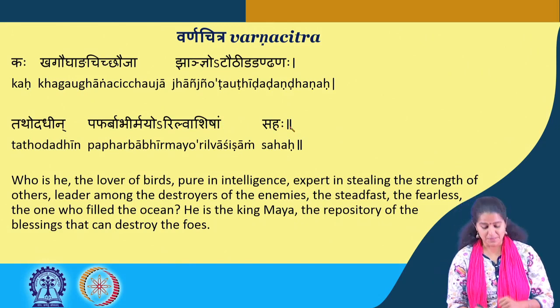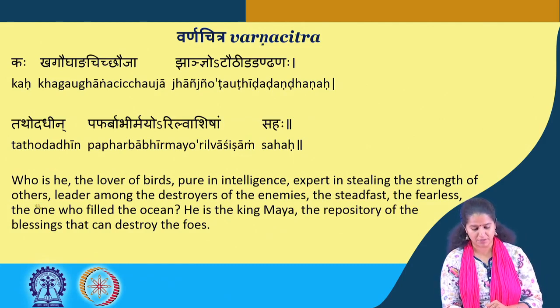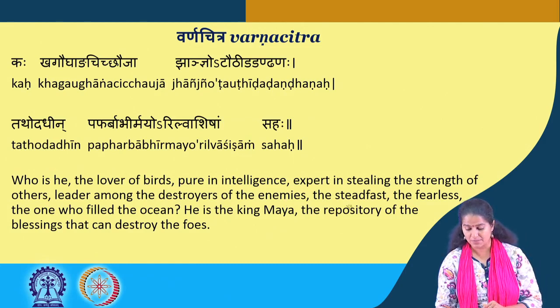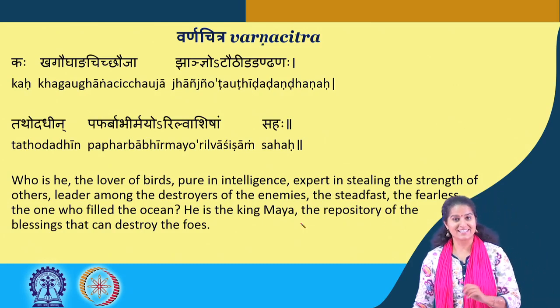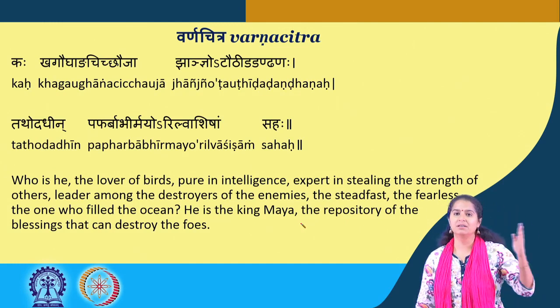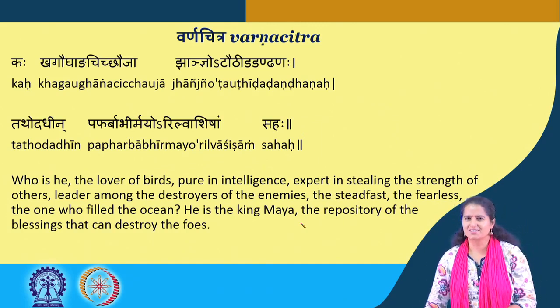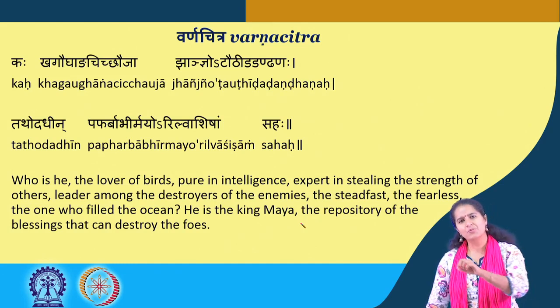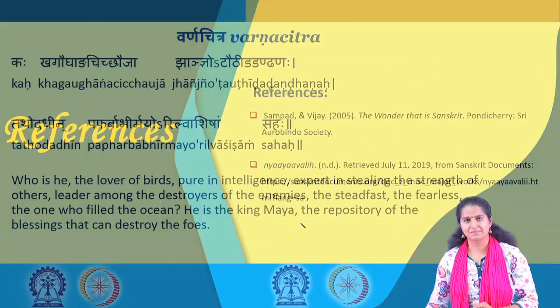And the meaning? Who is he, the lover of birds, pure in intelligence, expert in stealing the strength of others, leader among the destroyers of the enemies, the steadfast, the fearless, the one who filled the ocean. He is the King Maya, the repository of the blessings that can destroy the foes. Interesting, isn't it, to be able to try and think of doing this in the English language where you will put the alphabet in that order and make a composition. It's impossible. So these are some special features that the Sanskrit language and all the Indian languages, since they're derived from Sanskrit, have similar possibilities.